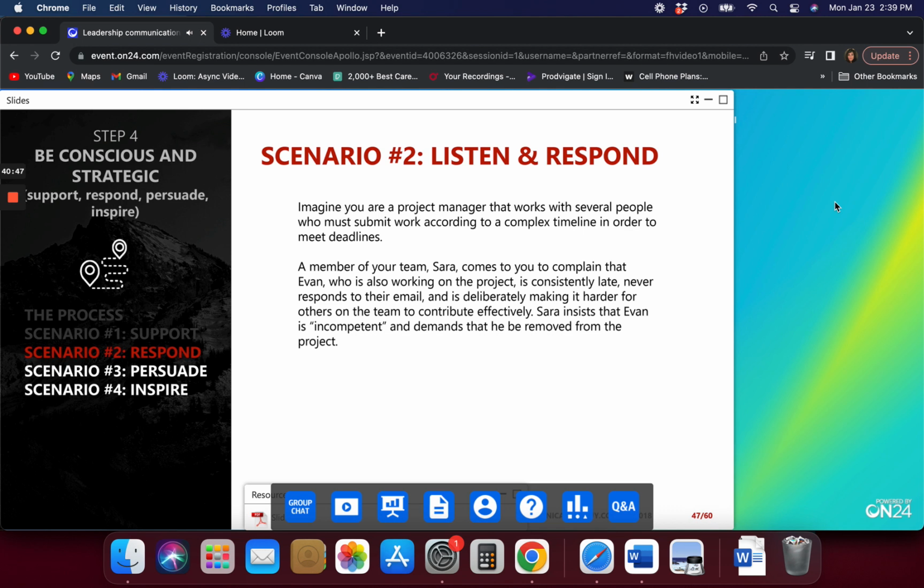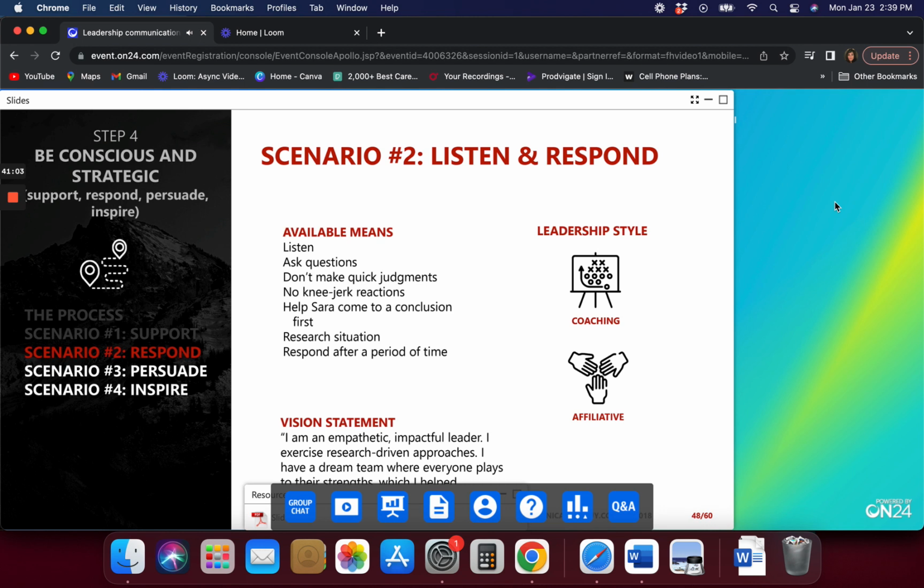Okay, so what do you do? So again, in an ideal scenario, as a leader, you have thought about these types of scenarios before they even happen, so that when an employee comes to complain to you, you've already thought through a process of how you're going to respond. So again, you think about your available means. In this particular scenario, I would encourage you to listen. Sarah does have an opinion that needs to be heard, so listen to Sarah. Ask questions. Rather than making knee-jerk judgments or reactions, quick judgments, don't just assume Sarah's right and Evan's wrong, or don't just assume Sarah's wrong and Evan's right. Listen, and then ask questions.